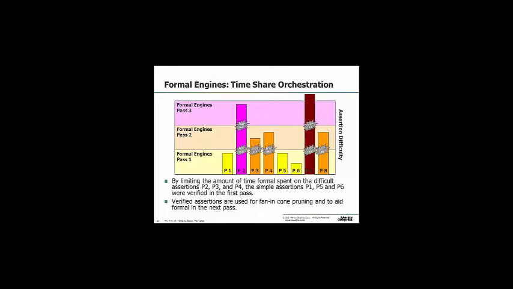What you don't want to do is have the engine spend too much time on, say, P2 and P7, such that the simpler properties get starved of resource and they don't get solved. Okay? What you want is an efficient orchestration such that it can spend some time on all of them, but solve the simpler ones first. And then we can obviously use that to do fanning, cone pruning, etc., so that in pass 2 and pass 3 we can then hopefully make the problem simpler and go after some of these more difficult problems.